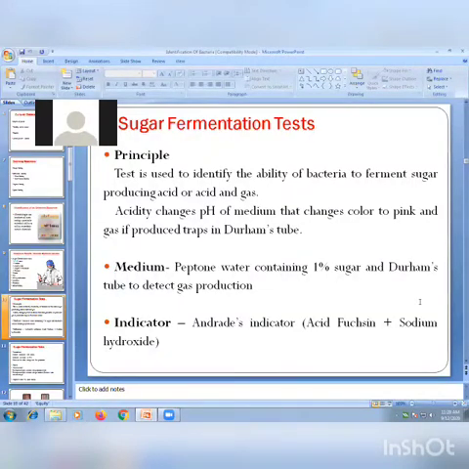Inoculate the test organism which we don't know. After that, incubate at 37 degrees centigrade, and on the next day you observe the change in color. Colorless to pink. Keep in your mind, pink indicates acid production. And if you observe air bubbles in the inverted Durham's tube, it indicates gas production. A few bacteria produce both acid as well as gas, and only a few produce acid only, no gas. So it is detected by this method, sugar fermentation.